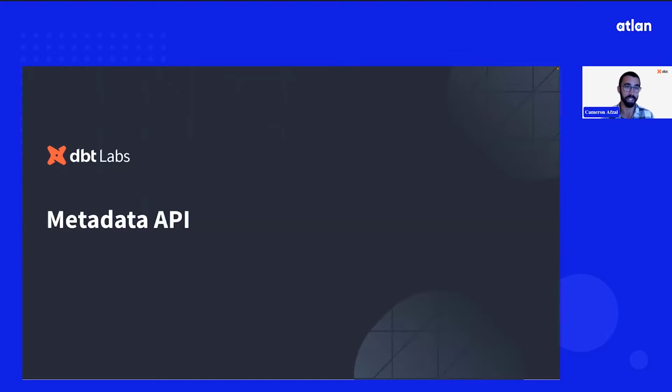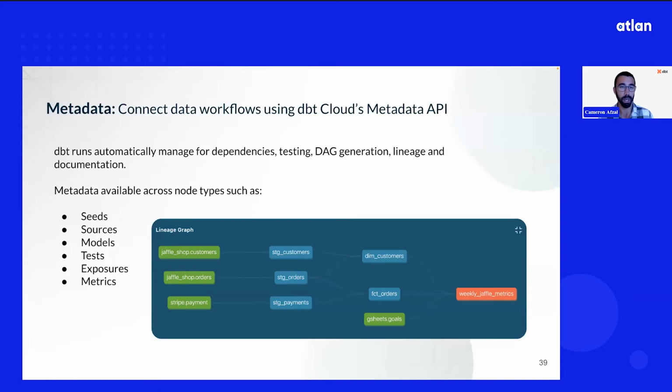And one way we work with metadata at dbt is the dbt Cloud Metadata API. The Metadata API uses metadata generated by your dbt runs, and it can produce information about seeds, sources, models, tests, exposures, and, new to the field, metrics. So this allows you to get information about all of your different dbt assets, whether that's lineage, freshness, descriptions, dimensions. All of this valuable information captured in your dbt project is now accessible in downstream tools like Atlan.